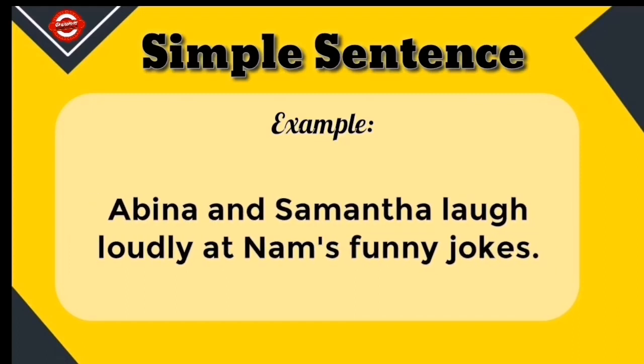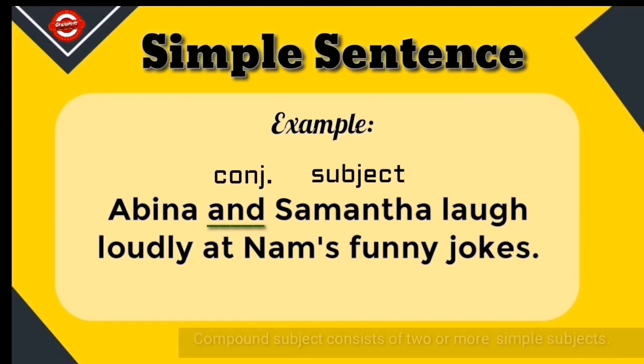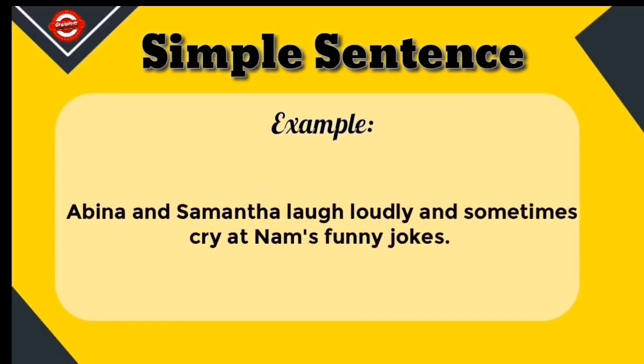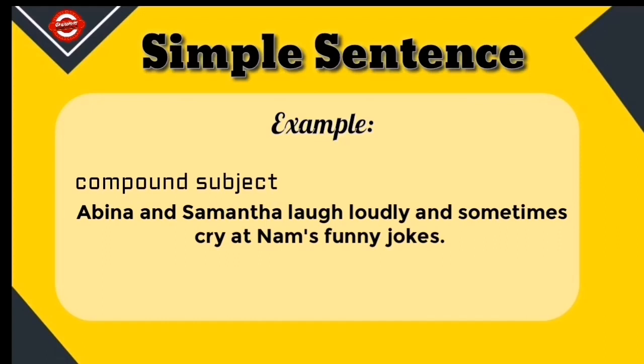Abina and Samantha laugh loudly at Nam's funny jokes. I added another subject joined by the coordinating conjunction and to mean that even if the subject is compound, it still belongs to a simple sentence. Let's not settle for this one. Instead, let's make it more difficult by adding another verb in the sentence. Abina and Samantha laugh loudly and sometimes cry at Nam's funny jokes. The inclusion of another verb in the sentence does not affect the type of structure that this sentence belongs to.